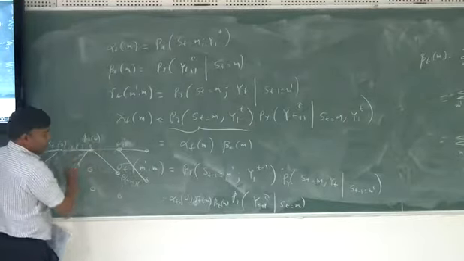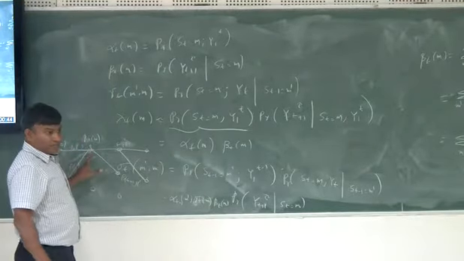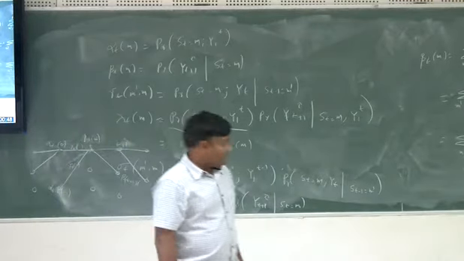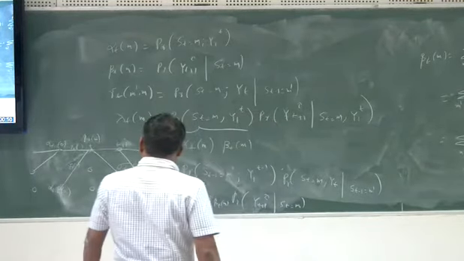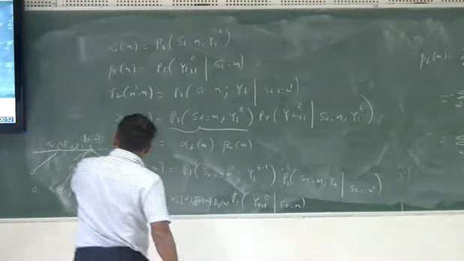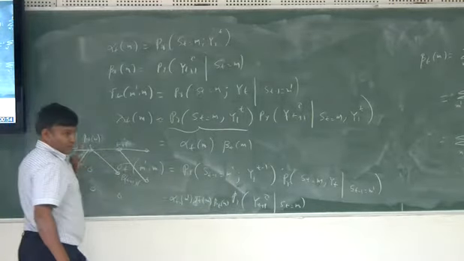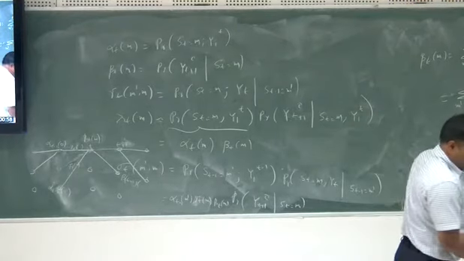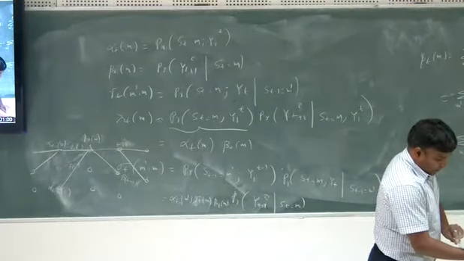Once you know the forward and backward metrics, you know the APPs of the state. Well, not just APPs, you just know the APPs of this particular state. Okay. Fine. Okay. Now we have to add one more.